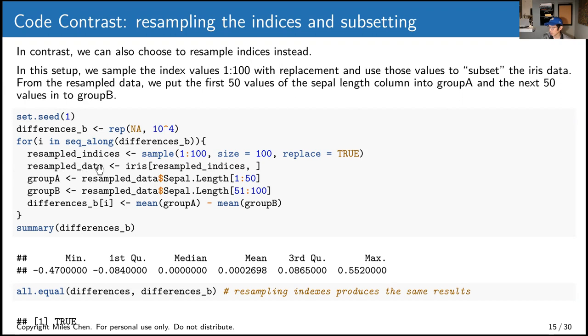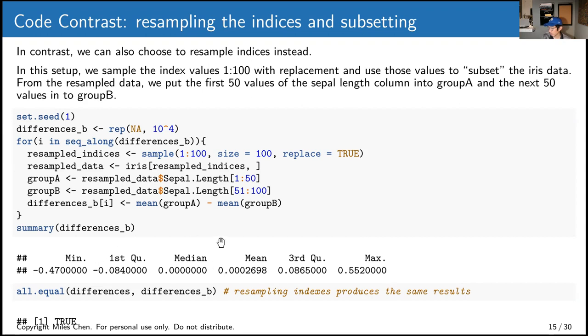So we have our resampled data. We subset the iris using the resampled indexes. And then we're going to take 50 values from the resampled values and throw them to group A. We're going to take the next 50 and throw them into group B. We take the difference between those means and we get that.